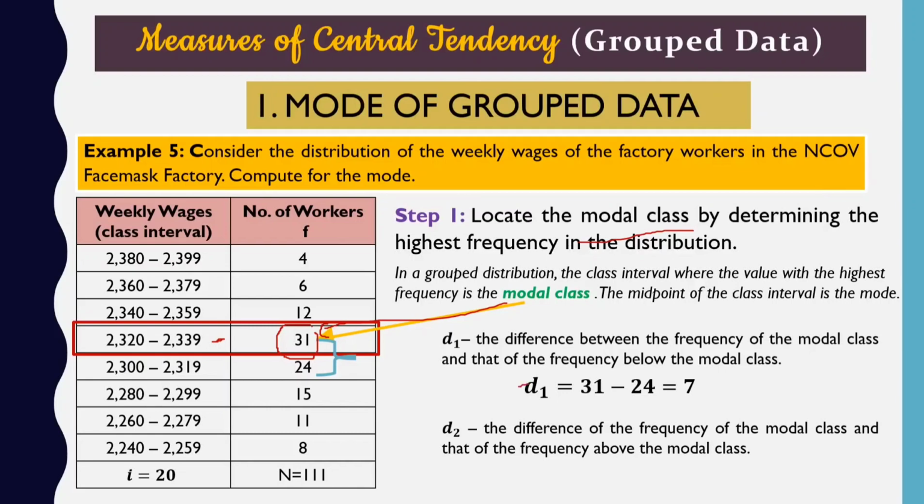And then d sub 2, the difference of the frequency of the modal class and that of the frequency above it, means that we will consider 12. 31 minus 12 is equal to 19. That is the value of d sub 2. We have our necessary data: the value of d sub 1, d sub 2, n, and then i.